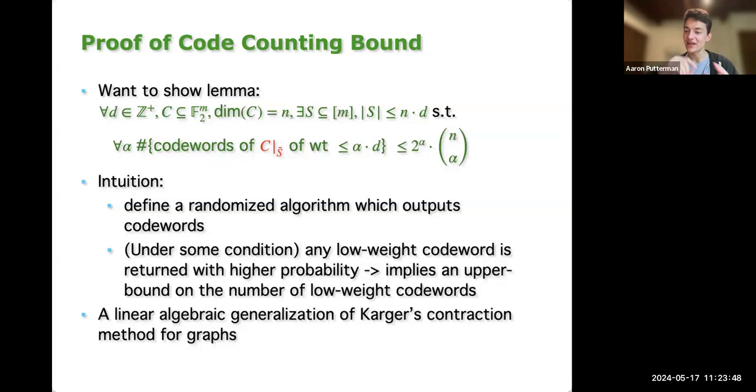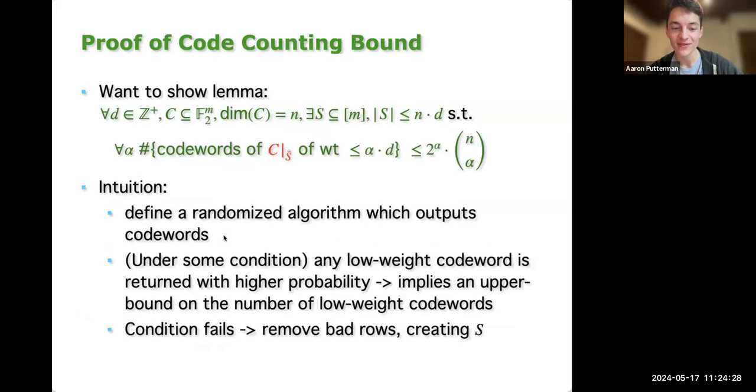There's a clean trade-off between the weight of the code word and the probability that this algorithm will return it. Because the algorithm can only return a single element at a time, the sum over all elements of the probability of being returned has to equal 1. So as long as this underlying condition holds, we're getting a nice trade-off, which will directly give us a statement like the above: the number of low-weight code words can't be too large. And there's a smooth trade-off where the number of slightly higher weight code words can be a little bit higher, but not too much higher. And this is all just because we're preserving probability mass.